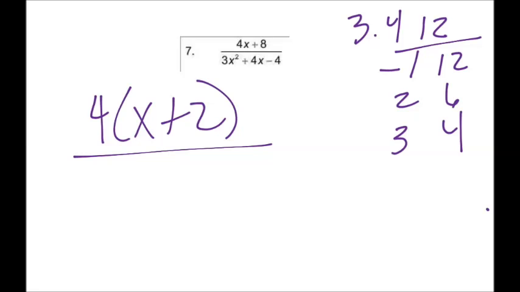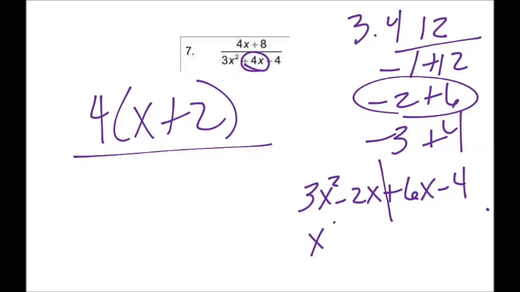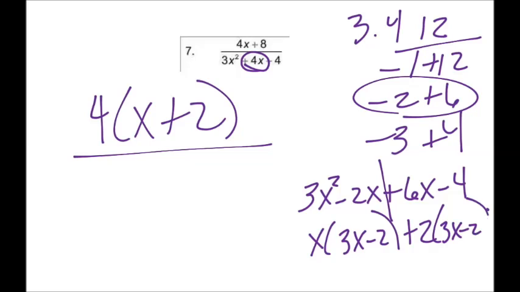Signs are different, and the big one is positive, so the little ones are negative. I need them to equal 4, so it's 6 and negative 2. So bring down my 3x squared minus 2x plus 6x minus 4. Cut it in half. X comes out, leaves you 3x minus 2. Plus 2 comes out, leaves you 3x minus 2.